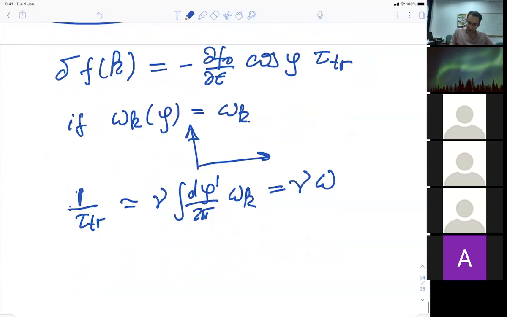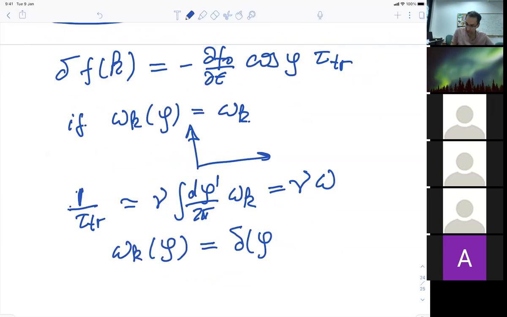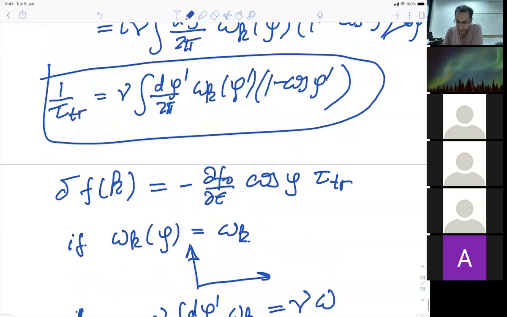If, on the other hand, Wk very strongly depends on the scattering angle, say it prefers small angles, then phi bar is very small, so we can expand the cosine, and you see that these brackets are almost identically 0.